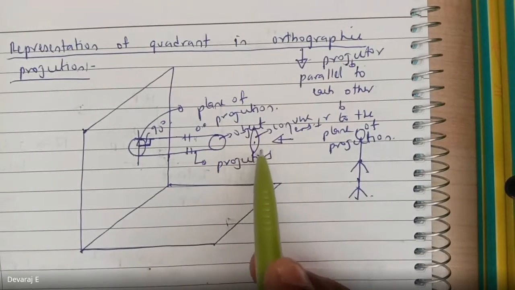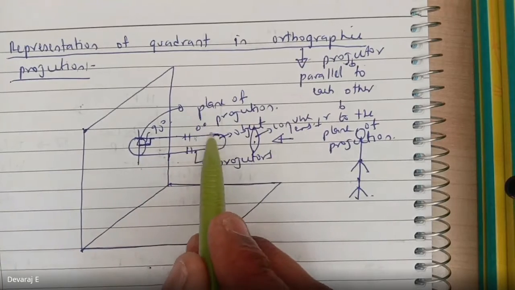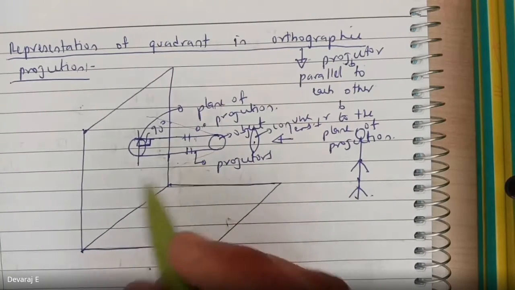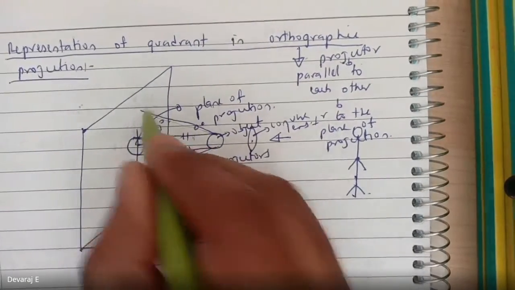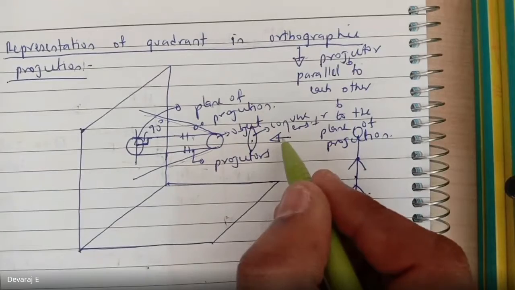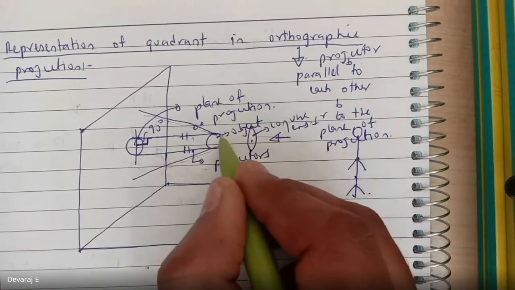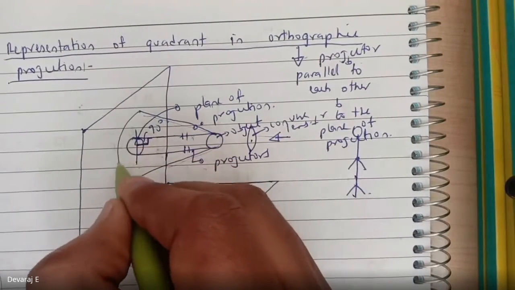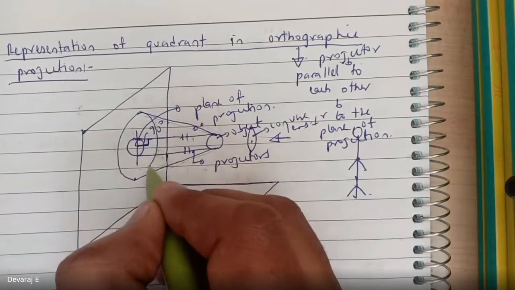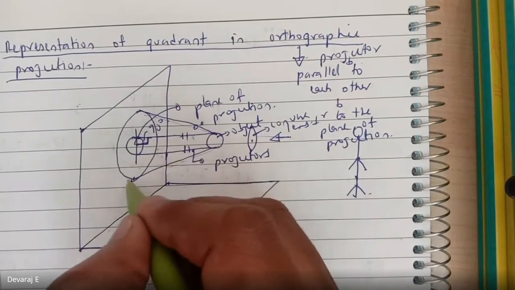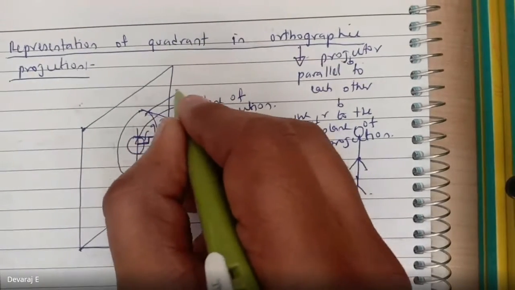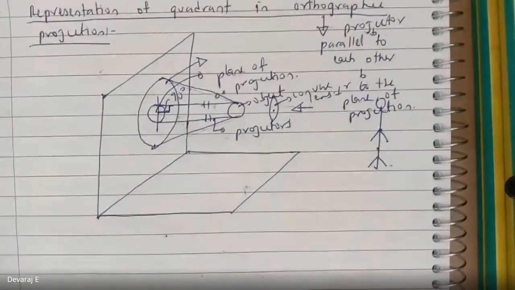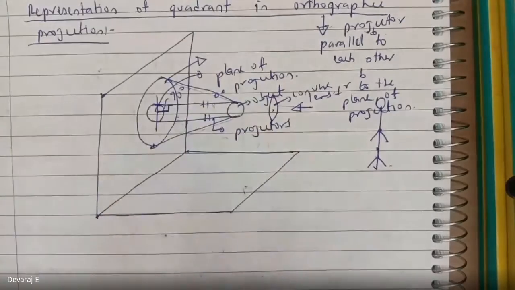If you do not keep the convex lens, what happens? The view will be like this. The light will fall on the object, and the plane of projection will be obtained like this. Can anyone tell me what type of projection this is? Perspective projection. Yes, it is called perspective projection. So everyone is clear with this?